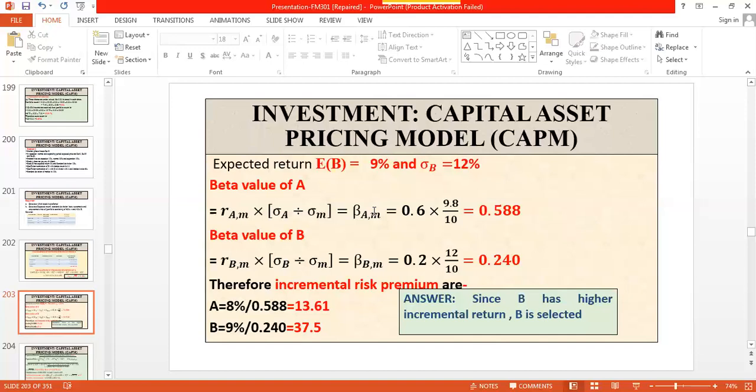So incremental risk premium is 8% divided by 0.588. That means actually per unit of beta value, your expected return from A is 13.61%, and per unit of beta value of security B, it is 37.5%. So since the beta values of the two shares are different, for comparison, this ratio was necessary. So if we compare these two ratios, you are getting higher percentage for B. That means against each unit of systematic risk, B is providing higher return. So B is selected here.